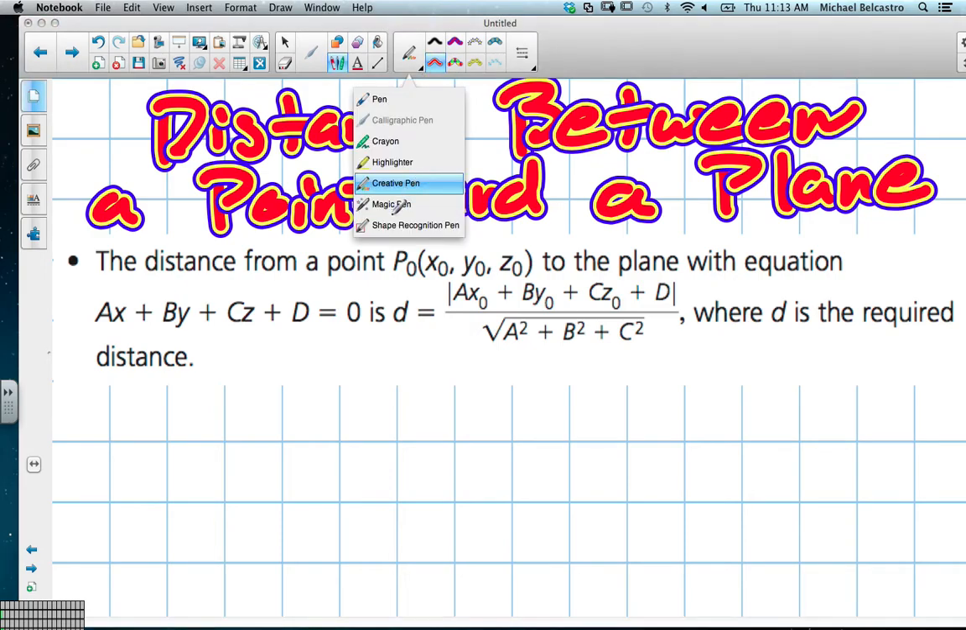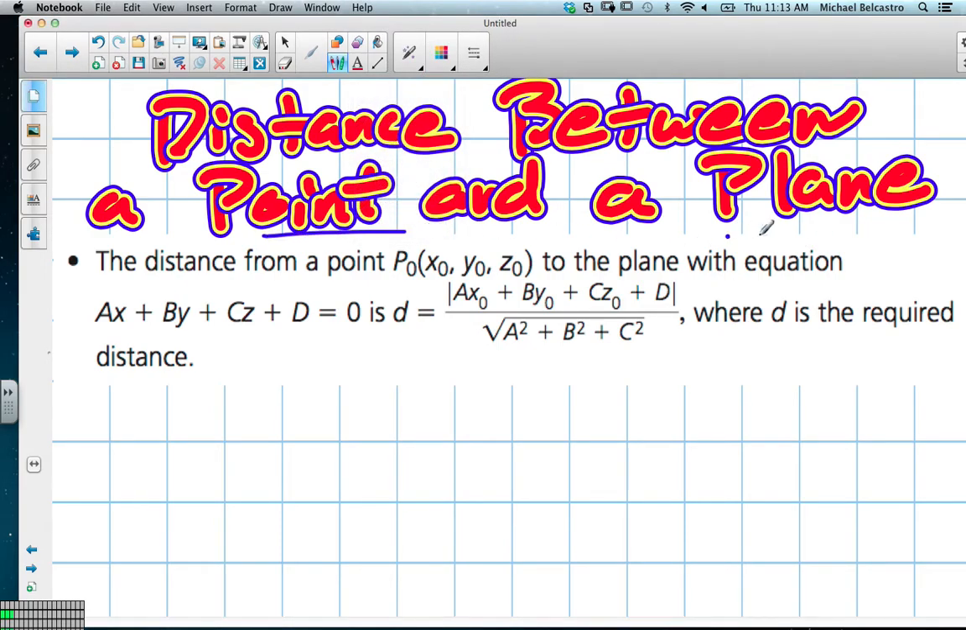Okay, so we're going to look at the distance between a point and a plane. They've given us a formula that is a little different, but very similar to the formula of a distance between a point and a line in 2 space. In this equation, x naught, y naught, and z naught is the point that we would be looking for. And this is the Cartesian form of our plane.